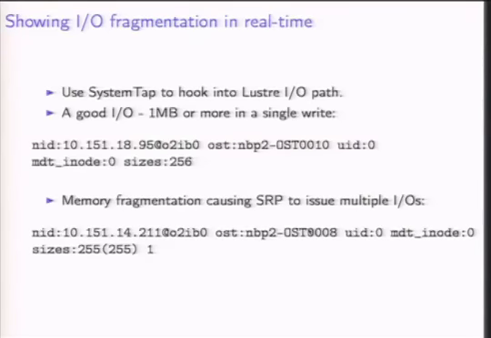The second one's an example of memory fragmentation that's going to cause SRP to issue multiple I/Os. So the first I/O is of size 255 pages, and there's, in parentheses, the number of hardware descriptors. There's 255, and the second one is just a single page.